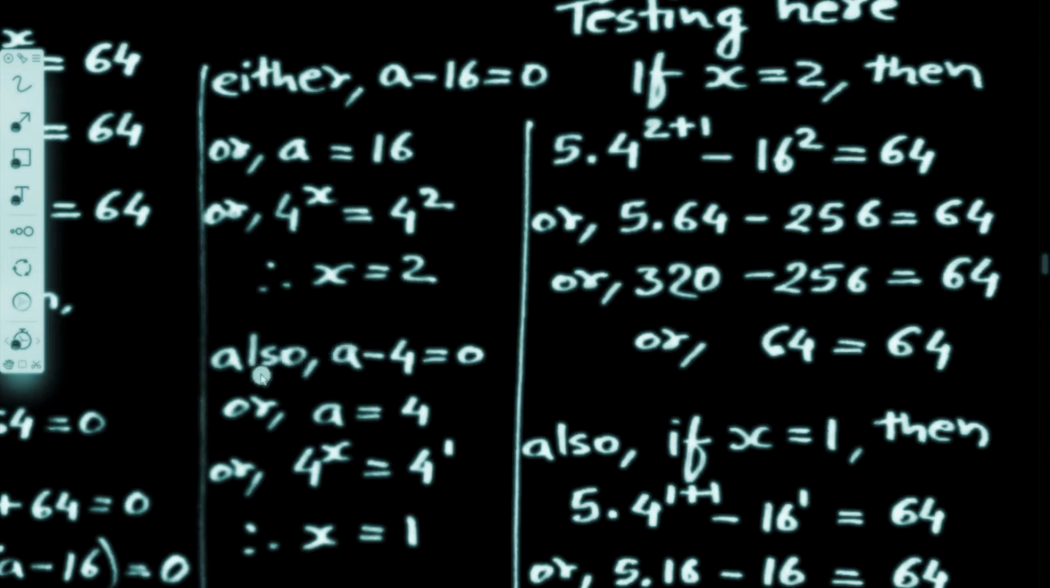Next, from the next factor, again we have to find x. The next factor is a minus 4 equals 0, or a equals 4. Now a should be replaced with 4 power x, so 4 power x equals 4 power 1. Therefore, x equals 1.